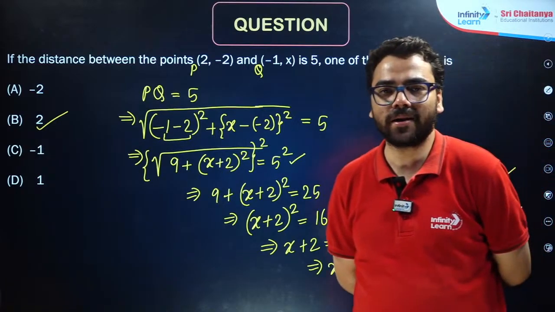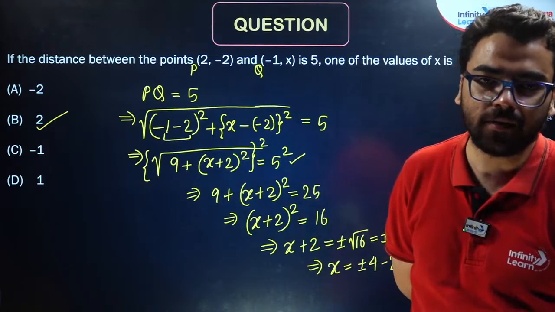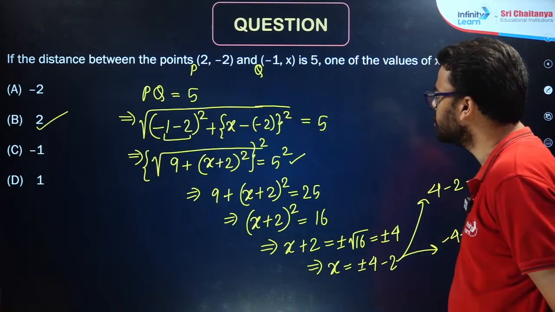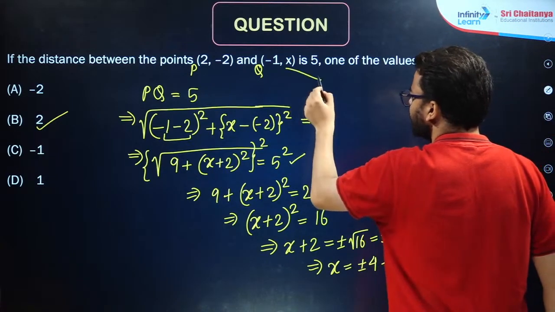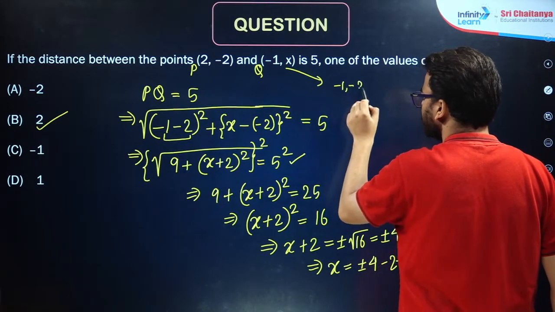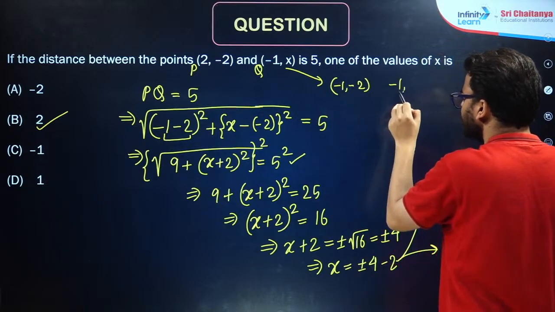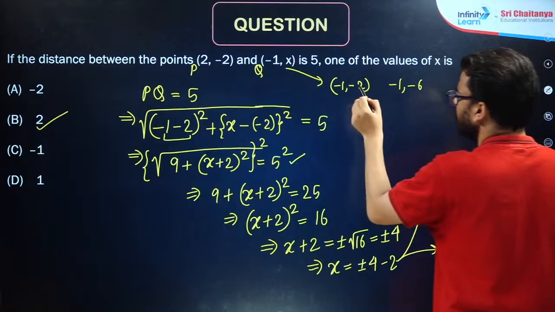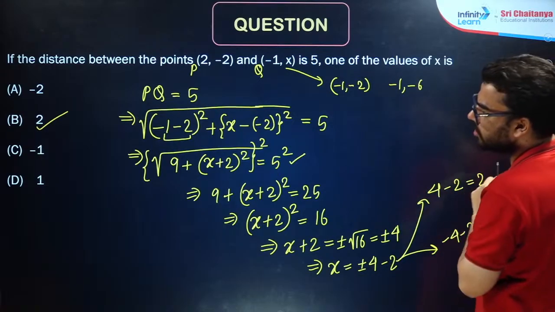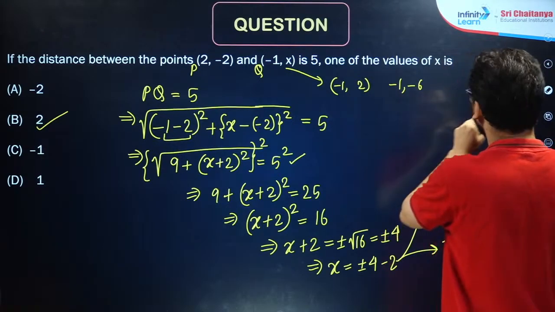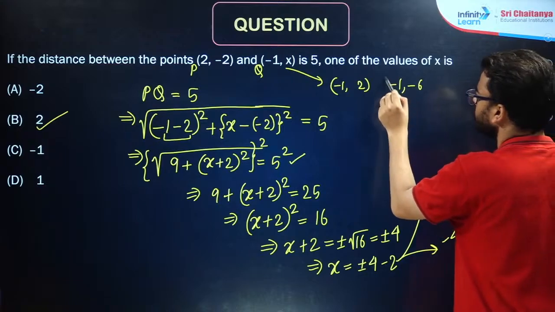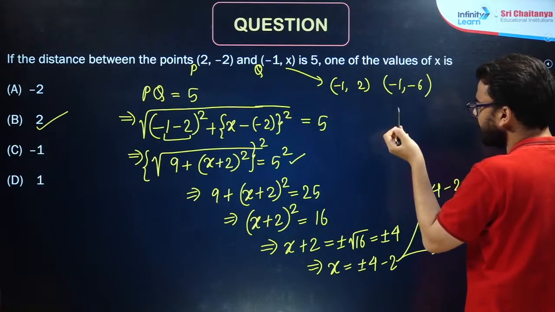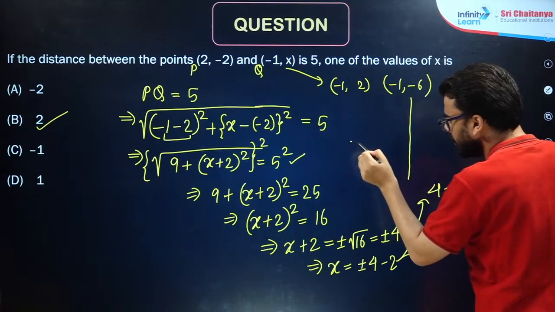Now, if you want, you can realize this situation geometrically. We are getting two answers. One is minus 1, minus 2, and the other answer is minus 1, minus 6. Right? That is plus 2. I made a small mistake. This one is plus 2 over here. So two possibilities are there. So you can realize this situation in the figure as well.